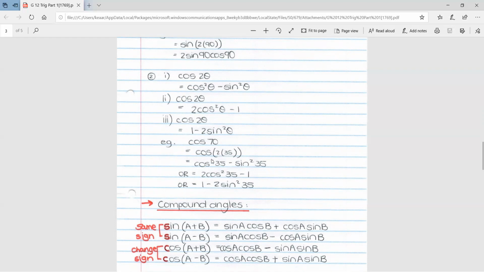Then you could use any of the cos double angle formulas. So you could have cos squared 35 minus sine squared 35, which is this. You're just replacing your theta with a 35. Or you can have 2 cos squared 35 minus 1, or you can have 1 minus 2 sine squared 35. If you don't know which one to use, try one. If it doesn't work, you can try another one.